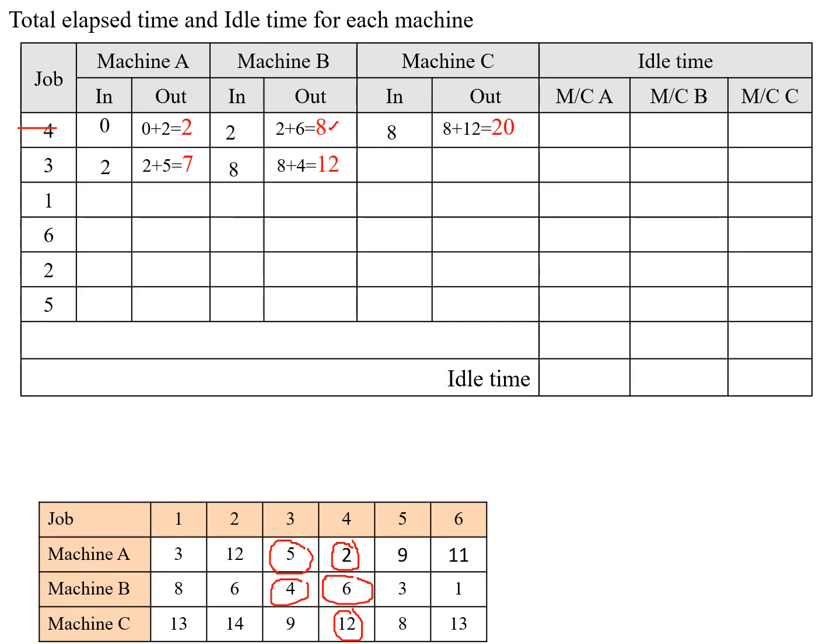Next we will move to machine C. Here the in time is 20. Why is it 20? Up to 20 hours, machine C is engaged with job 4. So it will not receive job 3.